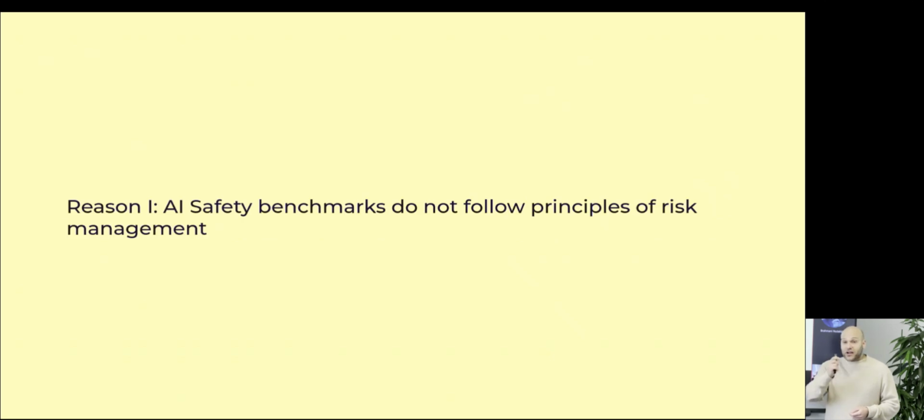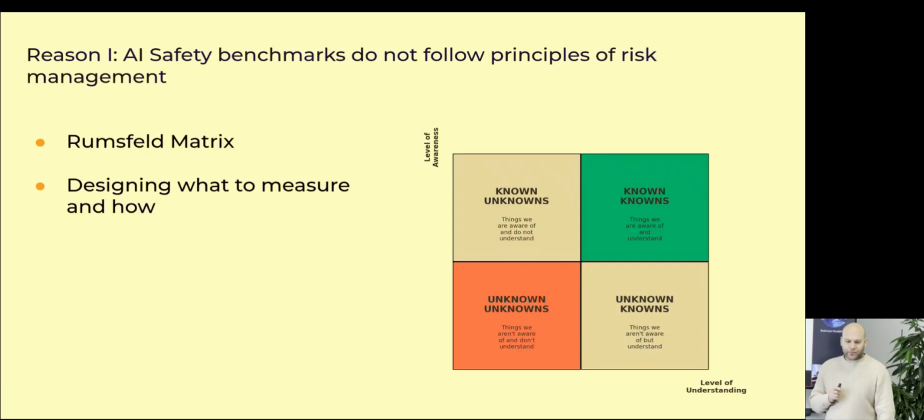Okay, the reason number 1 why AI safety benchmarks fail at benchmarking safety is that they do not follow principles of risk management. We saw that we adopt a risk vocabulary, but the processes that we are using come from pure computer science. Okay? We have a task, we have a dataset, we have a metric, we evaluate accuracy. And a nice way to see that is using the Rumsfeld matrix.